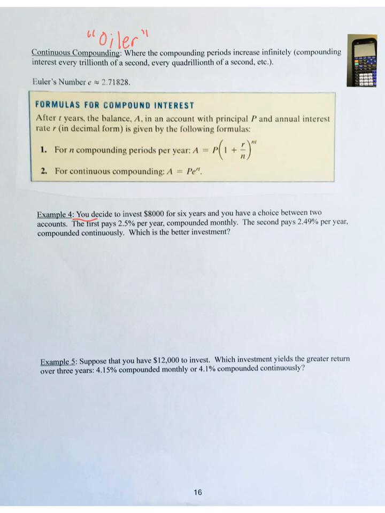It says you decide to invest $8,000 for 6 years, and you have a choice between 2 accounts. The first pays 2.5% per year, compounded monthly. The second pays 2.49% per year, compounded continuously. Which is the better investment? So which is going to give you more money?